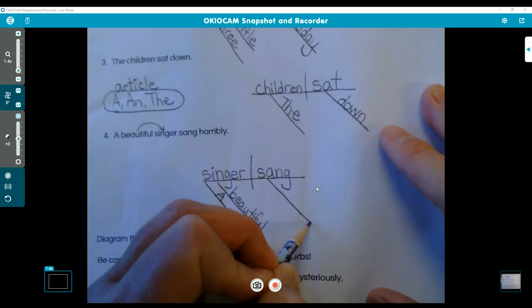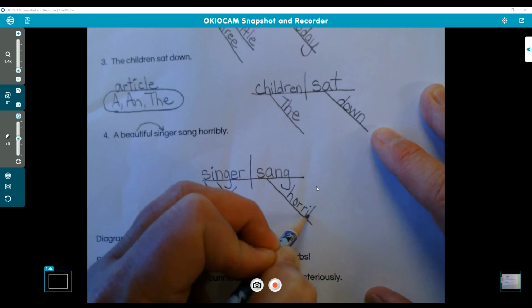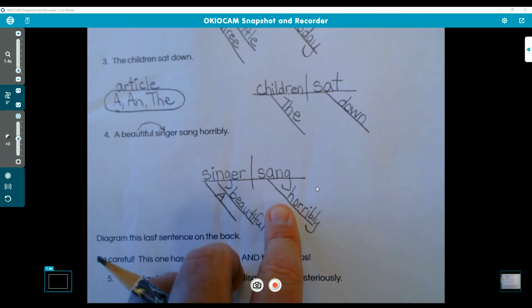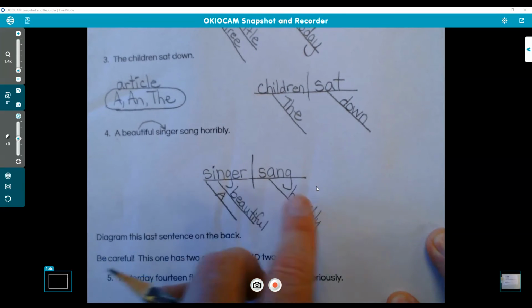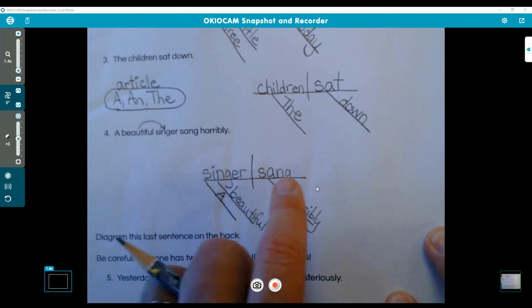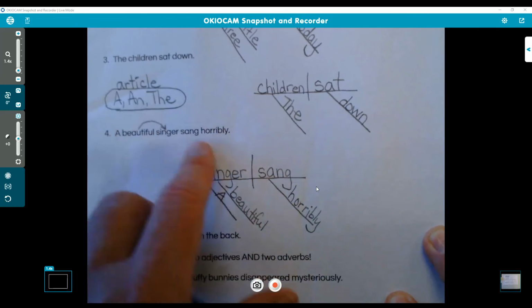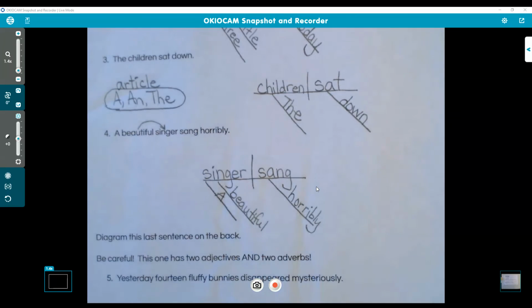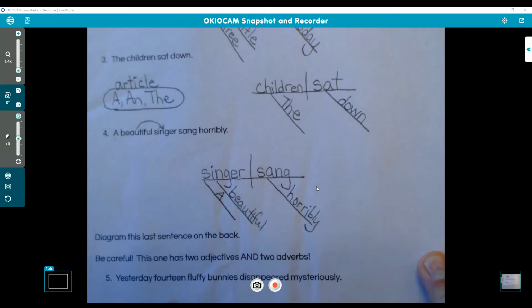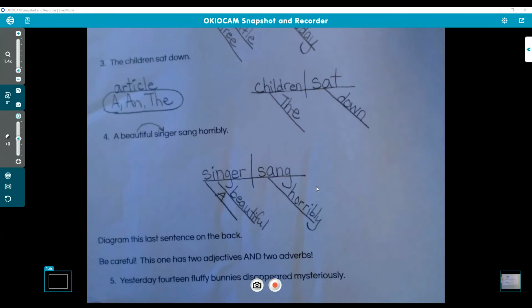Correct. Horribly. Horribly is an adverb describing how the singer sang, right? Sang how? Horribly. Now, scholars, if you mix those two up, right, and put horribly under singer, it would sound like the singer is horrible and that the sang was beautiful. Right? And that's not what this is telling us, right? It's not saying a horrible singer sang beautifully. A beautiful singer sang horribly. Horribly.